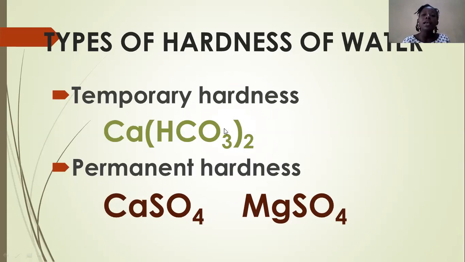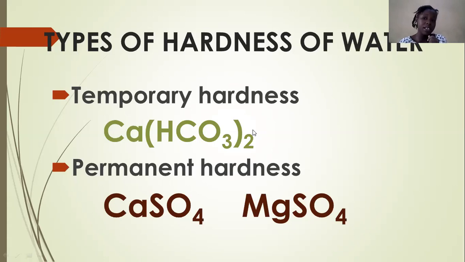It's because temporary hardness of water, which is caused by calcium hydrogen trioxocarbonate(IV), can easily be decomposed by boiling. When you boil any water that contains calcium hydrogen trioxocarbonate(IV), it breaks down to calcium carbonate, which is insoluble in water. Remember that calcium hydrogen trioxocarbonate(IV) is soluble in water. So when it is boiled, it becomes insoluble, and then it can leave the water body.